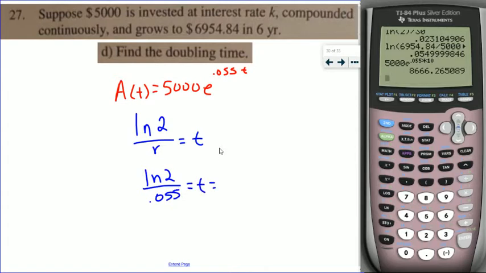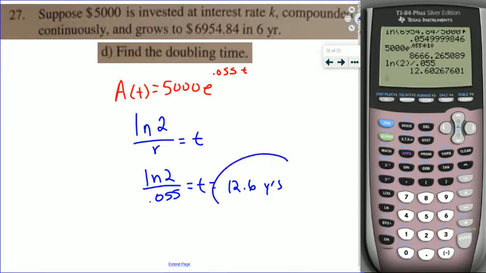So we head over to the handy dandy calculating machine one more time. Natural log of 2 divided by 0.055. Hit the enter button. And we get that after 12.6 years. So 12.6 years. After 12.6 years, we have our number. We have our amount. Okay? Cool? All right. That is our doubling time, 12.6 years.